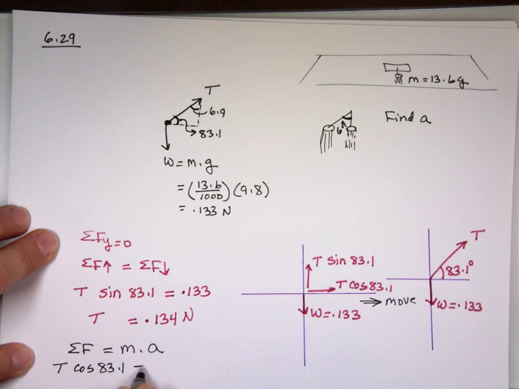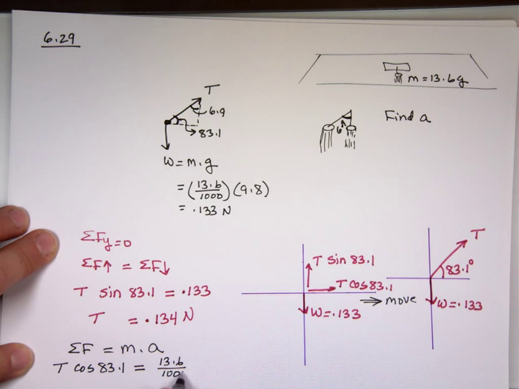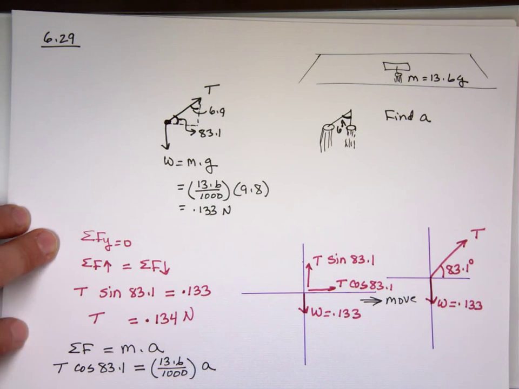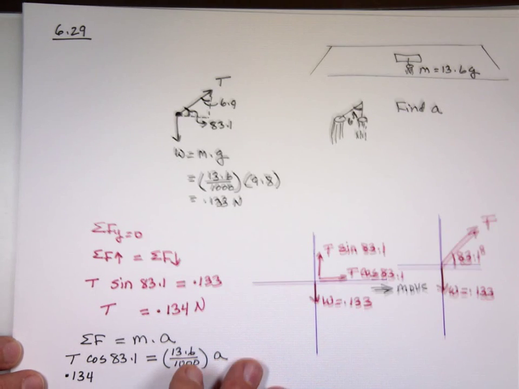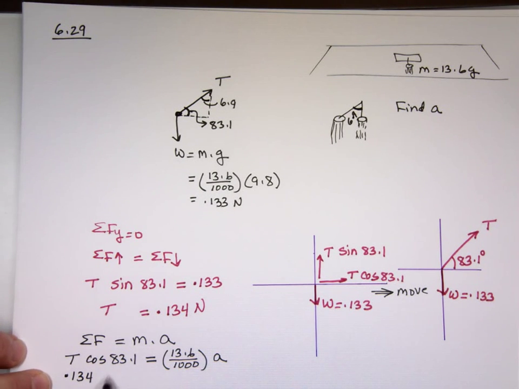Equals the mass of the tassel, which is what? 13.6 divided by 1,000, whatever that number is. You have to change it to kilograms, times the acceleration. We know what T is. 0.134 cosine 83.1 equals 0.0136, is it? A. And we should be able to solve it for A. Divided by 0.0136. 1.183? 1.19.